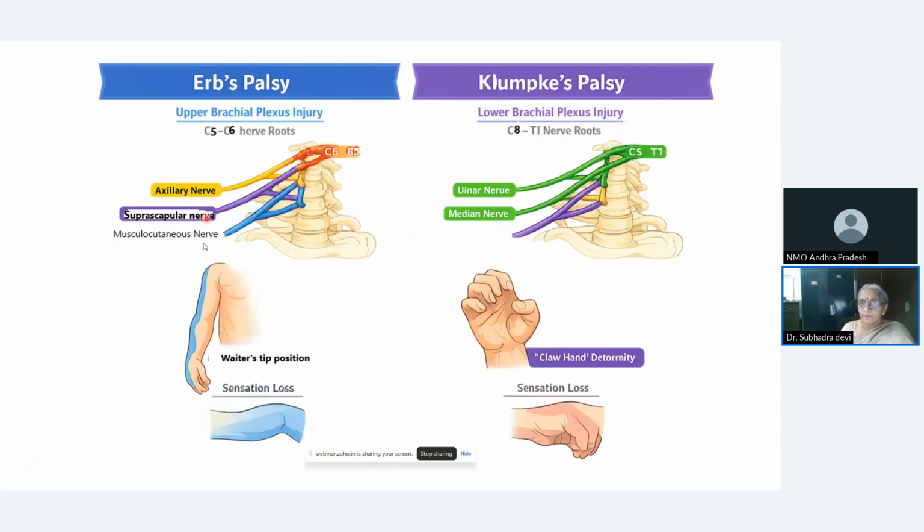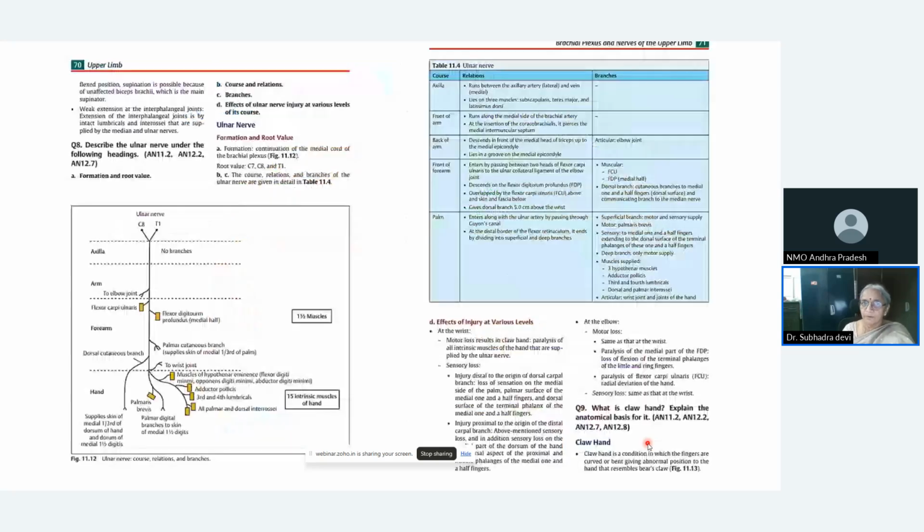Then, what is the difference between the upper brachial plexus injury, lower brachial plexus injuries? What nerve roots, what nerves, and what is the position of the hand? What is the sensory loss? Where, it's on the lateral side and on the medial side. This is how you have to differentiate them. And another thing is, for answering a nerve, you should have that mind mapping like this. So simple diagrams with a table, you will be able to reproduce the answer.